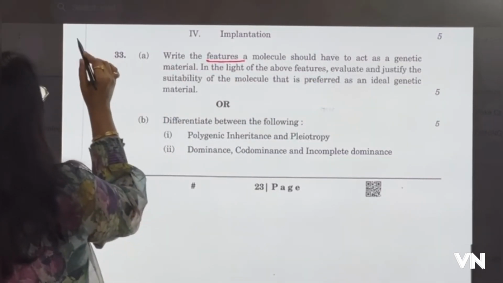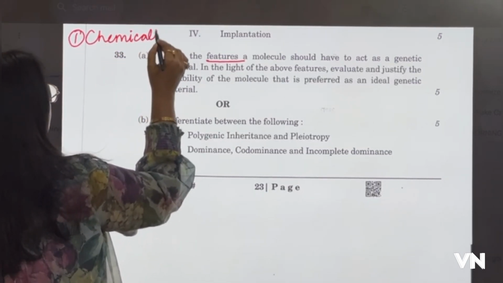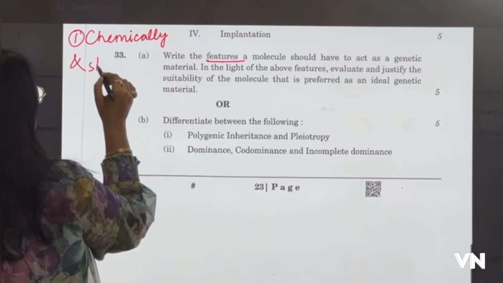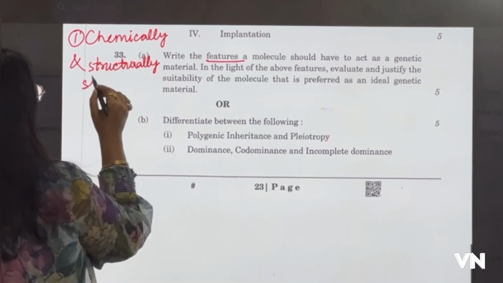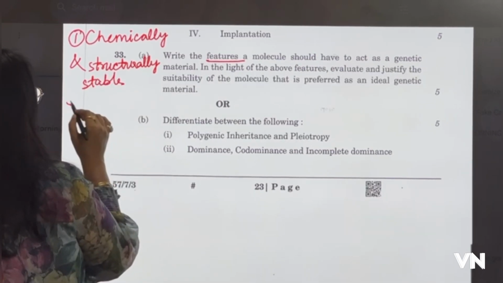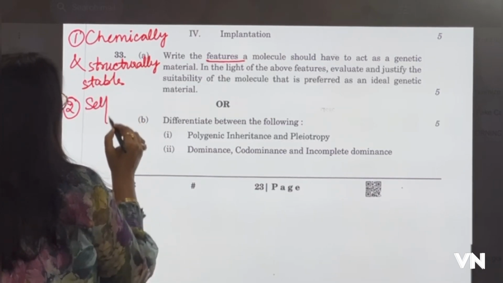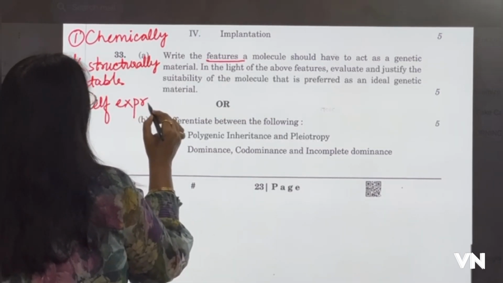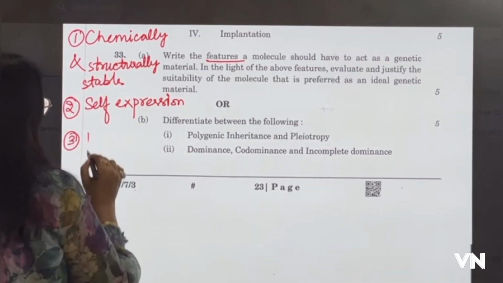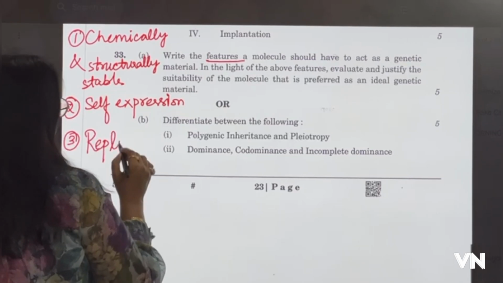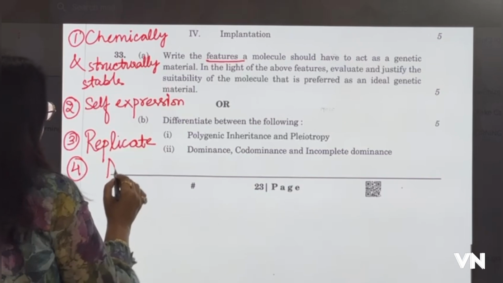The genetic material should be, number 1, chemically and structurally stable. Second, it should be able to self-express, and able to replicate, and it should show mutation as well.